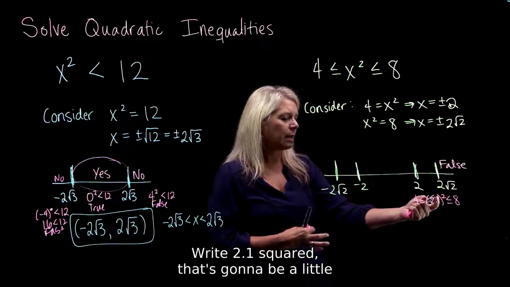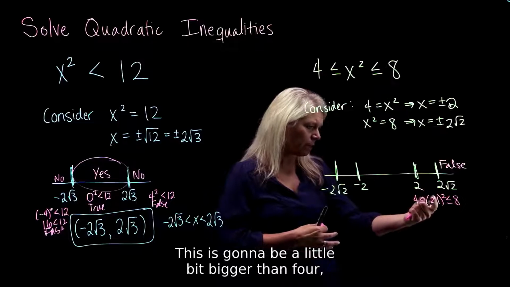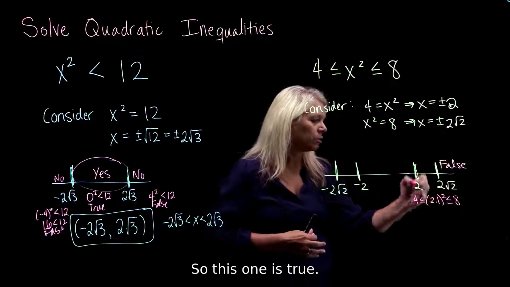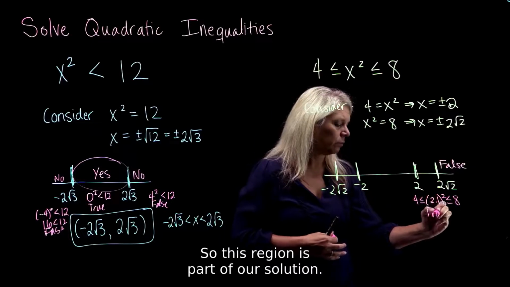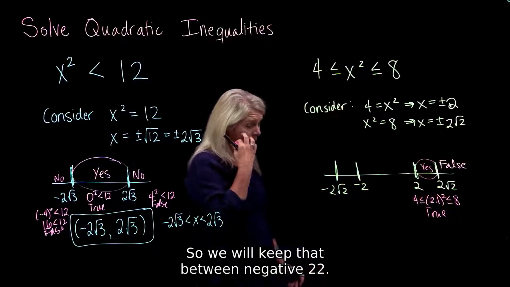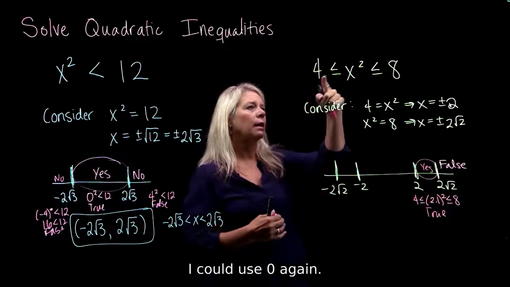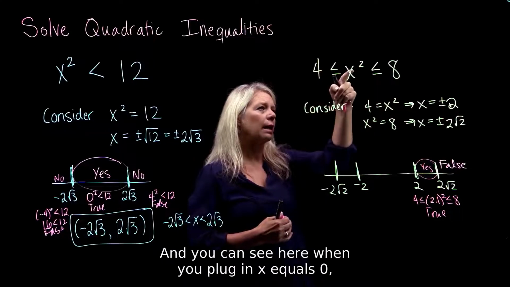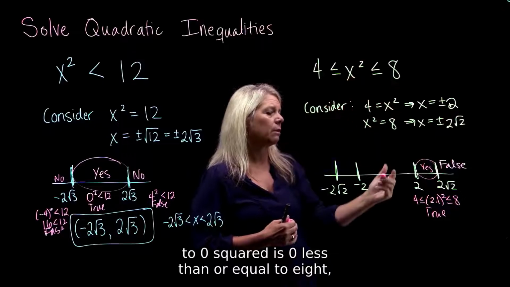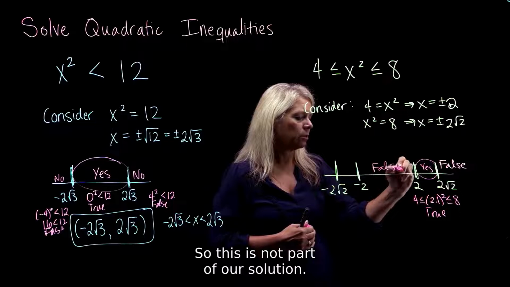2.1 squared, that's going to be a little bit bigger than 4. 2 squared is 4. This is going to be a little bit bigger than 4, but it's not going to be 8, right? So this one is true. So this region is part of our solution, so we will keep that. Between negative 2 and 2, I could use 0 again. And you can see here when you plug in x equals 0, I have 4 is less than or equal to 0 squared is 0, less than or equal to 8. This region will be false, so this is not part of our solution.